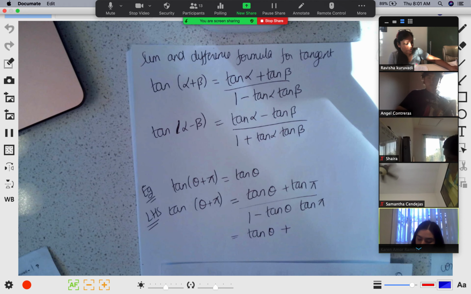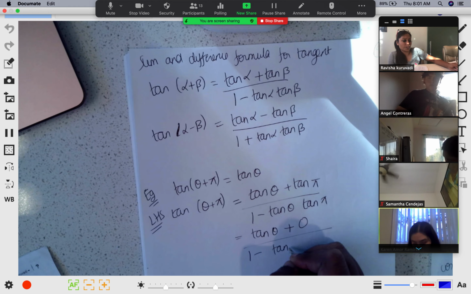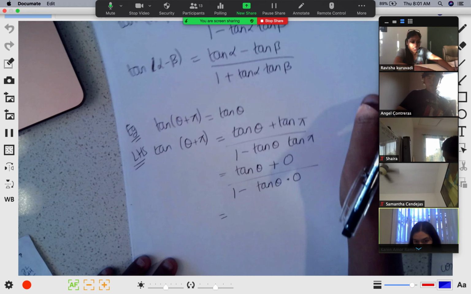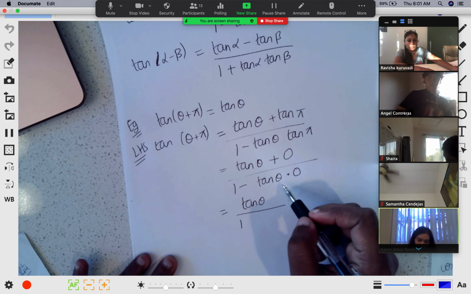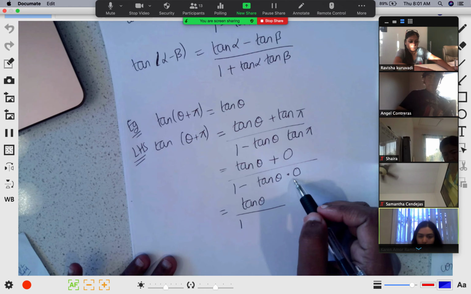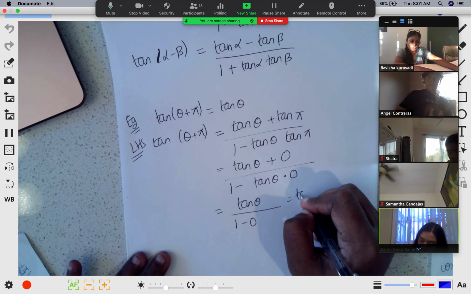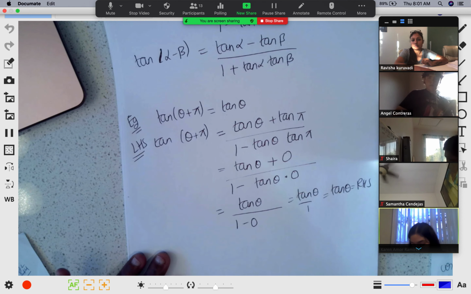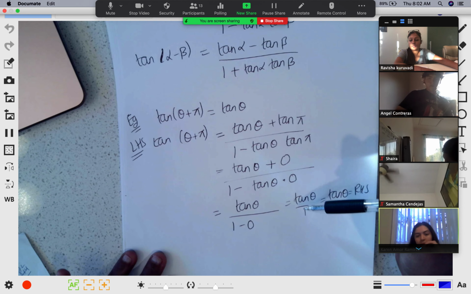0. So you get 1 minus tangent theta times 0. Tangent theta plus 0 will give me just tangent theta over, what is 1 minus tangent theta times 0? 0. So you get basically tangent theta divided by 1, which is just tangent theta, and that was your right hand side. You don't have to memorize this thing. You can always use the formula and solve it.